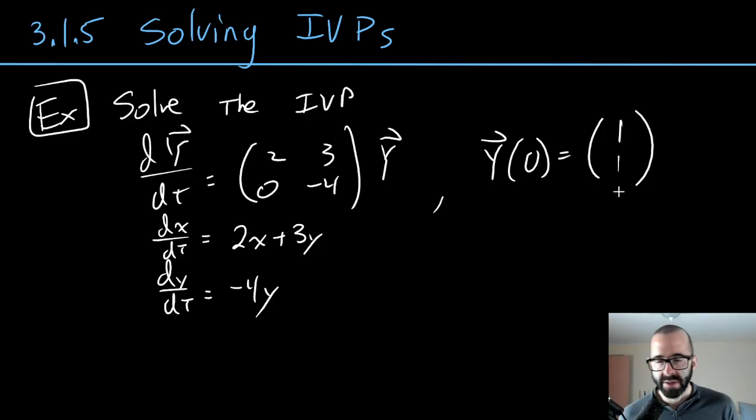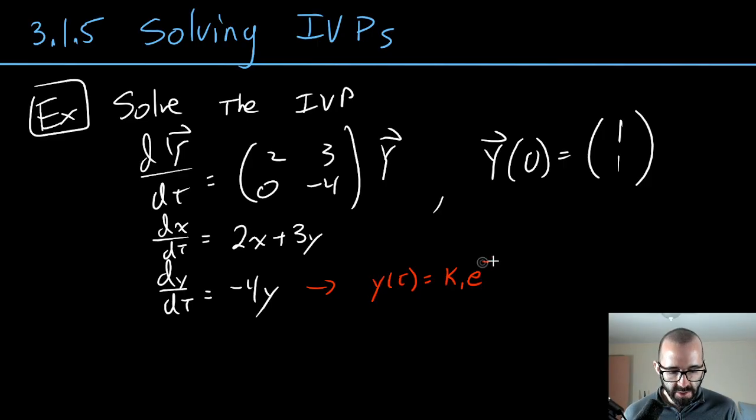So in section 2.4, not the last video, we talked about this because this is a partially decoupled system. dy/dt depends only on y. In fact, we know the answer to this immediately. That says y is a function of t. It's just some constant times e to the negative 4t. Well, that was easy. And then what does this differential equation become? dx/dt is 2 times x plus 3 times y, which is some constant times e to the negative 4t.